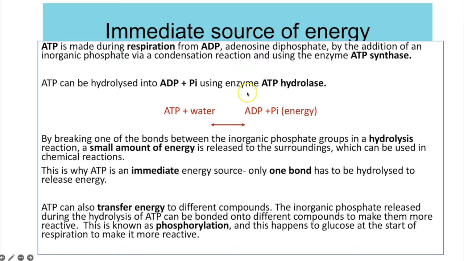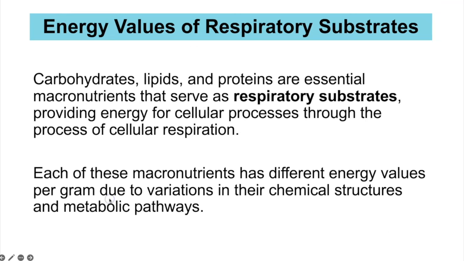So technically, this is actually a phosphorylation reaction because ADP is gaining a phosphate group to become more reactive or to have more energy in the form of ATP. And we'll also see this happening in the first stage of aerobic respiration because glucose gets phosphorylated as well.